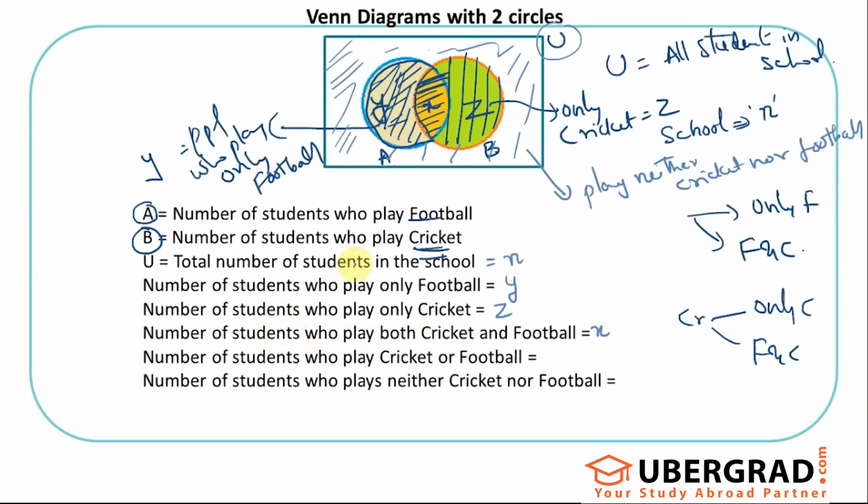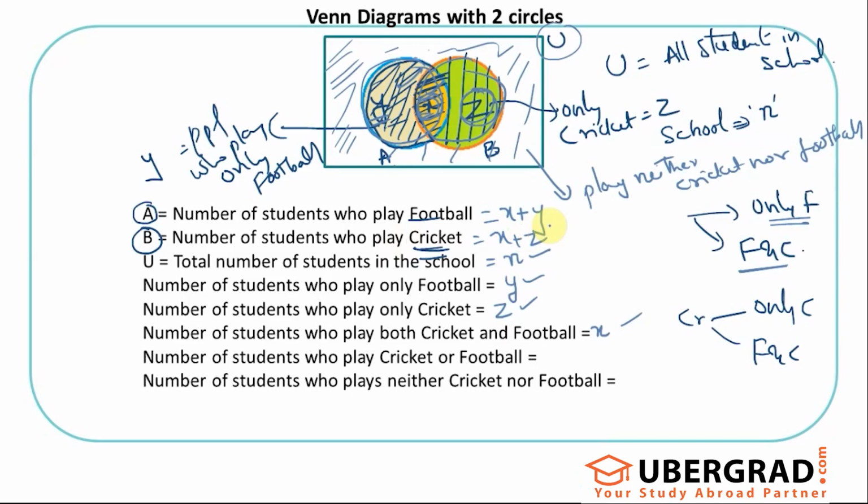Now let's come to this part. If I know these numbers, let's assume I know them. The number of students who play football is those who play only football or football and cricket. Only football is Y and X is the people who play both. So X plus Y is the total number of students who play football. I'm basically adding both the parts so that I get the entire circle. Similarly for circle B, the number of people who play cricket, I need to add Z and X, so that I get people who only play cricket plus the people who play cricket and football. So this will be X plus Z.